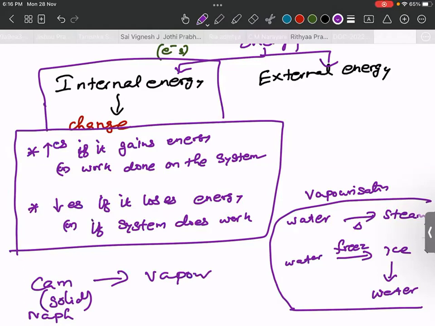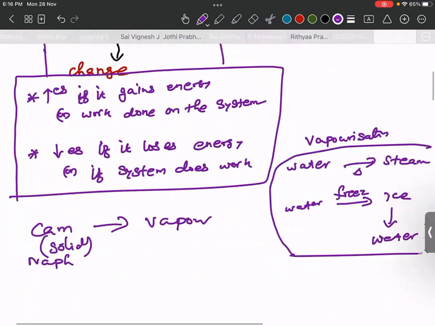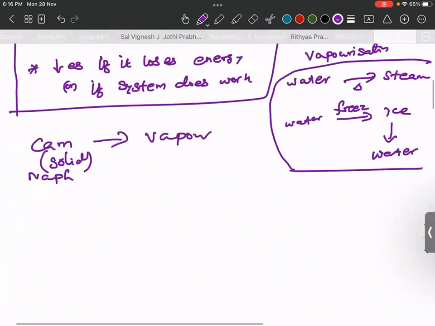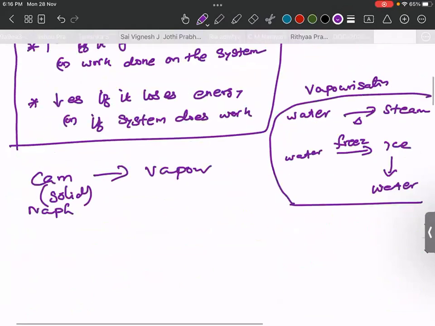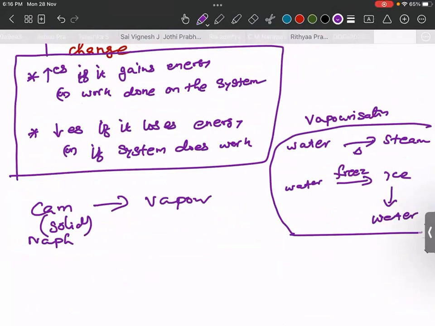Now let us find the net terms, internal energy. The internal energy is in terms of translational energy, rotational energy, vibrational energy, nuclear energy, electrical energy, Coulomb force of attraction and potential energy, and kinetic energy. These all are combined in internal energy. Anything it can be, any form.